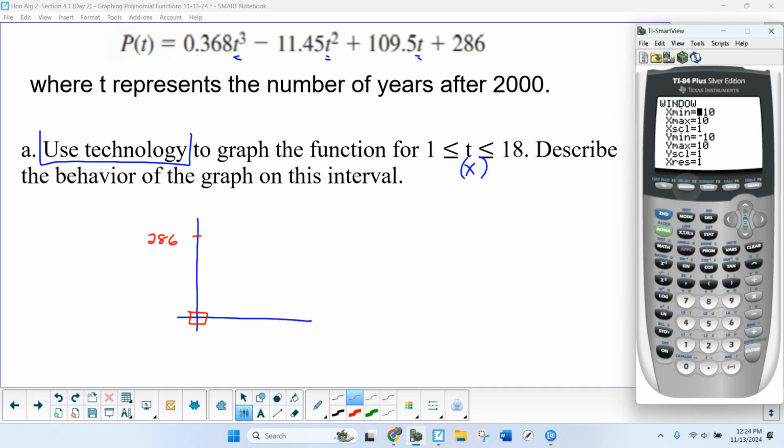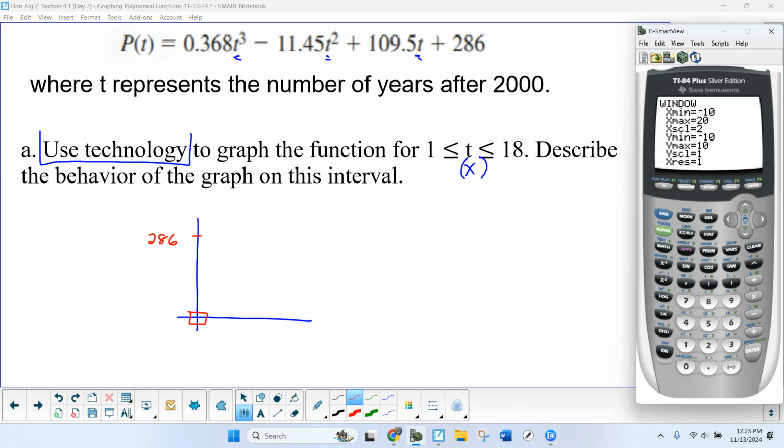So I'm going to go to my window. I'm going to leave x min at negative 10. That's fine. But what should I change x max to if I need to make x go out to 18? 20. And you might want to go by a scale of 2s just so it doesn't put a whole bunch of dots along the way. How about the y? I'm going to leave negative 10. That's fine. But what should you guys go up to? Well, it's going to go at 286.